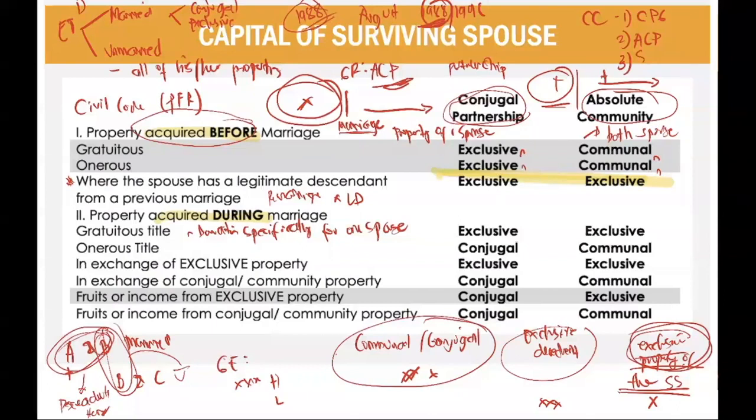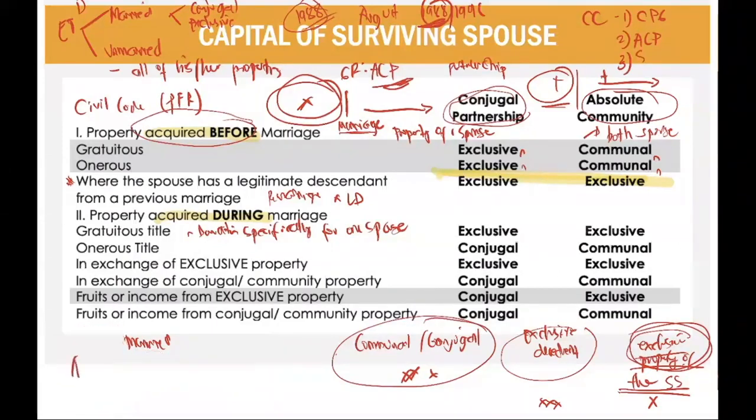So if you donate, for example, A will donate to B, but B is married to C. Therefore, the donation of A is to B only. It is not to B and C. That's why any property acquired during the marriage out of a gratuitous title is an exclusive property of either spouse, whether it is A or B or C. If A donated to B, it is only for B. Therefore, it is the exclusive property of B.